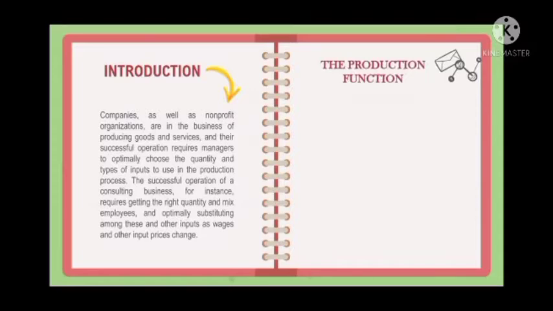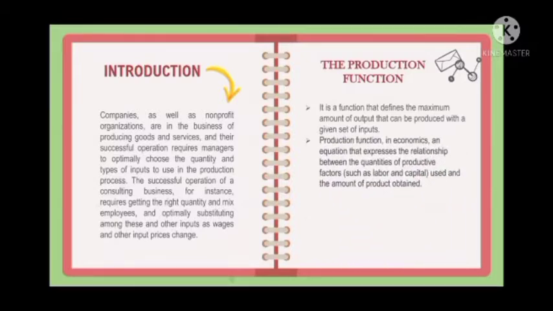The production function is a function that defines the maximum amount of output that can be produced with a given set of inputs. Production function, in economics, is an equation that expresses the relationships between the quantities of productive factors such as labor and capital used and the amount of product obtained. It can also be used to determine the cheapest combination of productive factors that can be used to produce a given output.